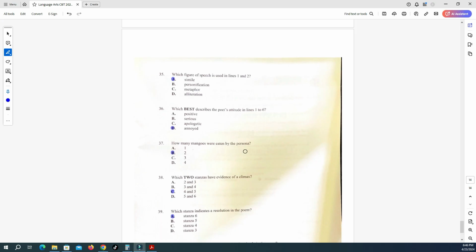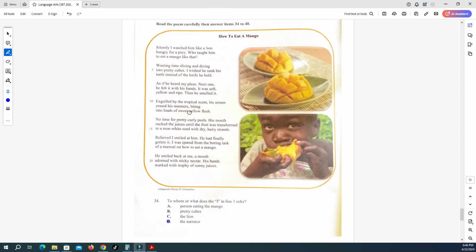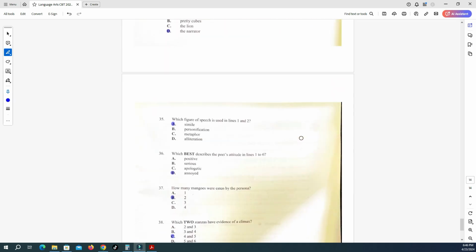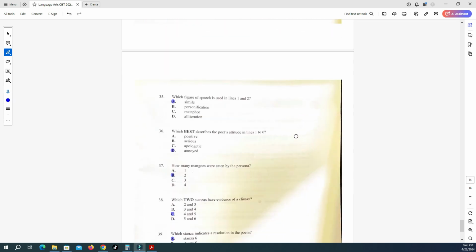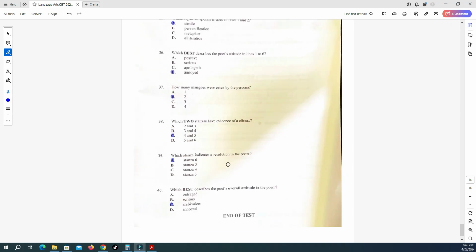How many mangoes were eaten by the person or the persona? So I chose 2. I only read 2. Which 2 stanzas have evidence of climax? I chose stanzas 4 and 5 because, let's see, 1, 2, 3, 4. I say "engulfed by the tropical scent, his senses erased his manners, biting into loads," and then "no time for pretty curly." I just think that those stanzas would have evidence of a climax, like okay, he's biting into it now. So I don't know what you would choose.